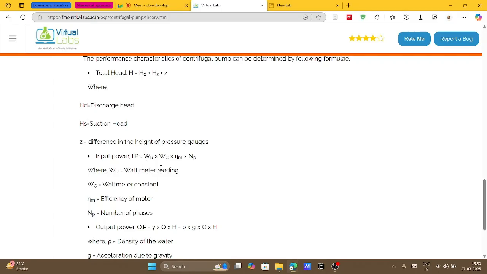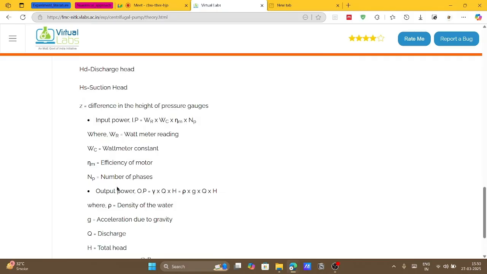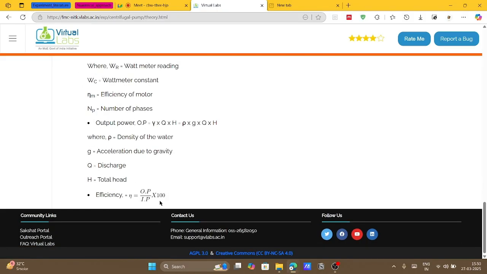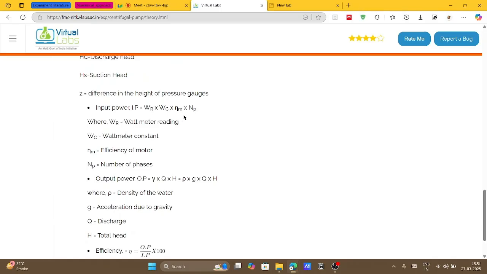Then the input power can be computed from the wattmeter reading of our motor, and the efficiency of the motor is also accounted for to compute the actual power. So that part is also done. Then the efficiency can be computed. This is the pump efficiency, which is the output power, or the hydraulic power, divided by the input power.